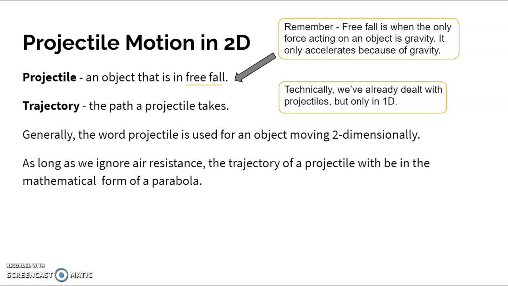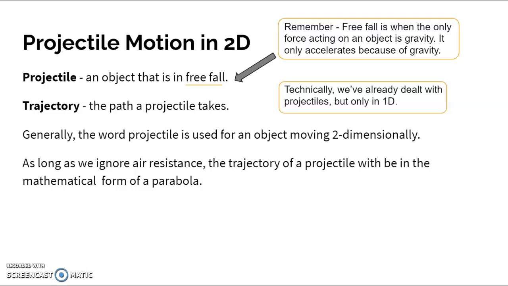So this means technically we've already talked about projectiles, when we talked about objects moving one-dimensionally in free fall. But now we're going to be looking at two dimensions. Trajectory is the path that a projectile takes. Typically when we use the word projectile, we usually mean something moving two-dimensionally, or actually three-dimensionally, which we're not going to get into.